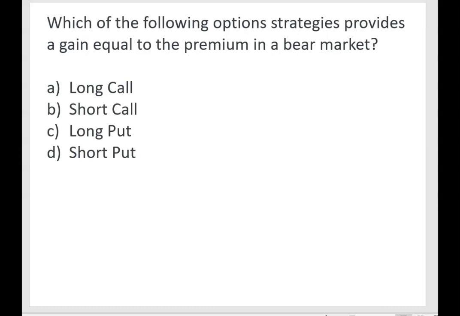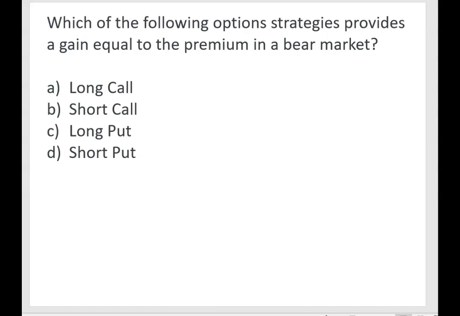Okay, so which of the following strategies provides a gain equal to the premium in a bear market? Well, first off, the gain, right? Remember, the maximum possible gain is the premium for the seller of an option, or who's short the option. Someone who owns the option has either unlimited gain if it's a call option, or if it's a put option, it's not unlimited, but it's still significant. So it would have to be the short option.